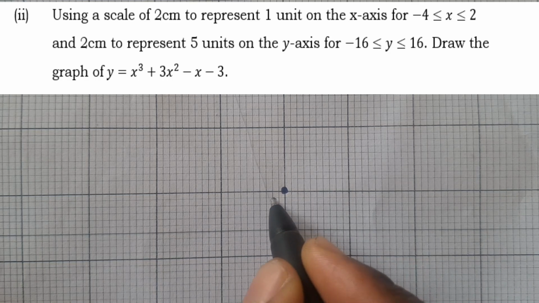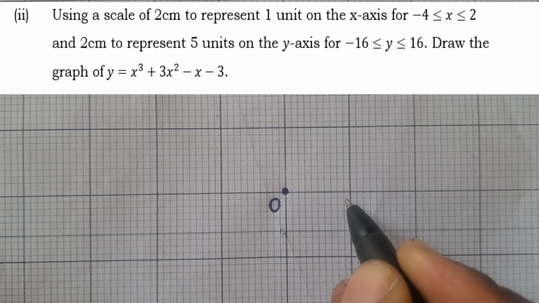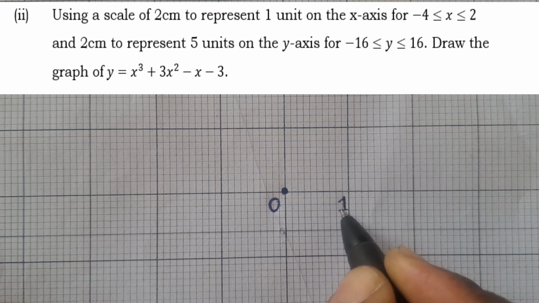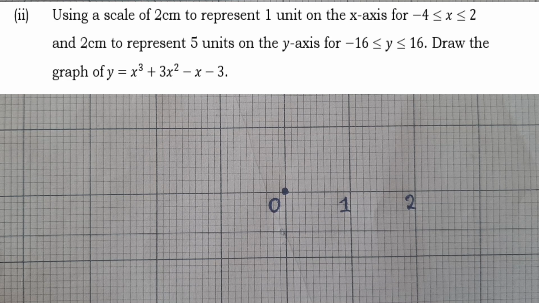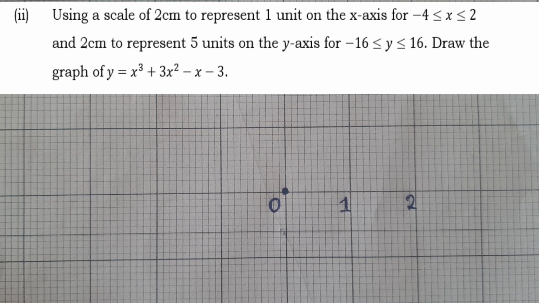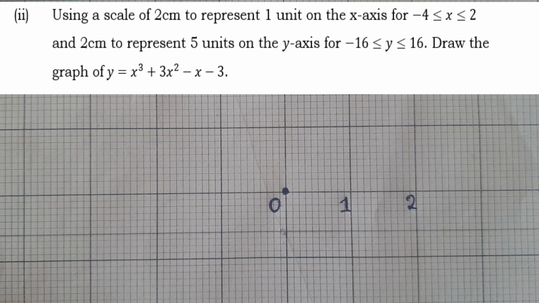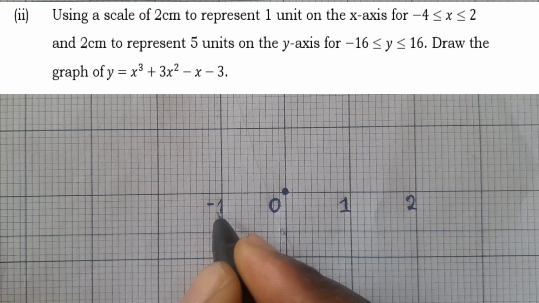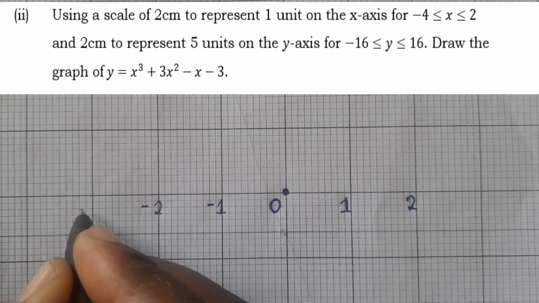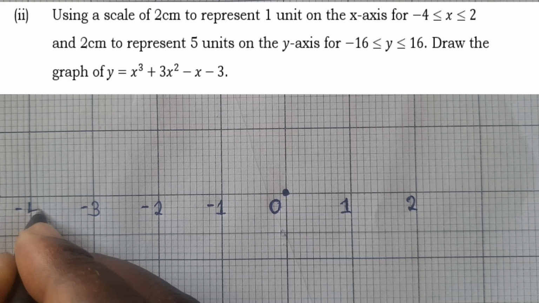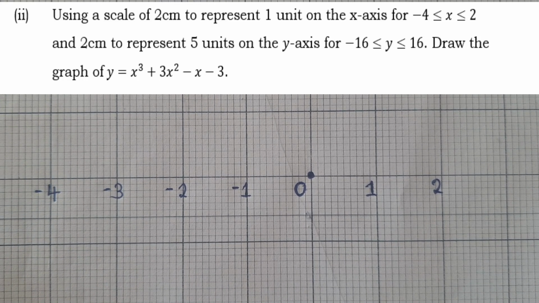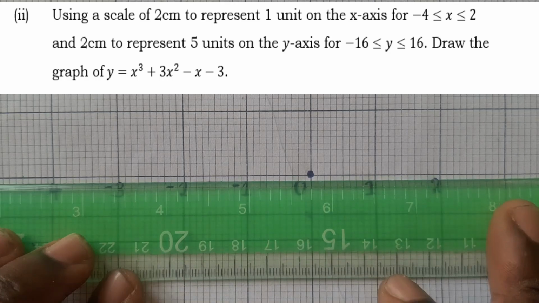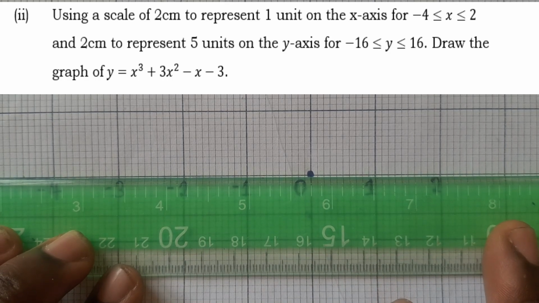So this is 0. What number follows? 1. What follows? 2. Where are we supposed to end? Okay. Because the scale said we end at where? 2. At 2. This side it will be -1 here, -2 here, -3 here, -4. So this is how it's supposed to be. You now get your ruler, nicely done. It's supposed to be straight.